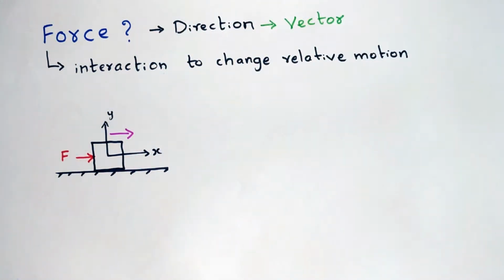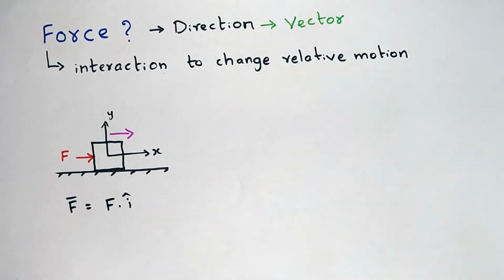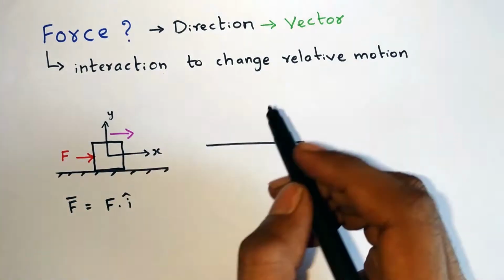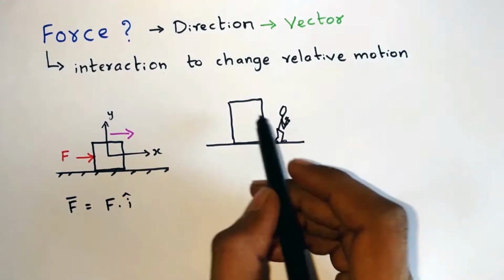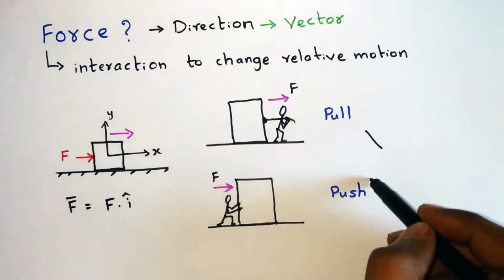And here it can be represented as F bar with magnitude F and direction i, which is a unit vector along x. So the interaction between bodies can be of any type, such as direct contact or any magnetic force, etc. If it is a direct contact, the force F can be applied in two ways, either by pulling or by pushing, and in both ways the force applied is equal.